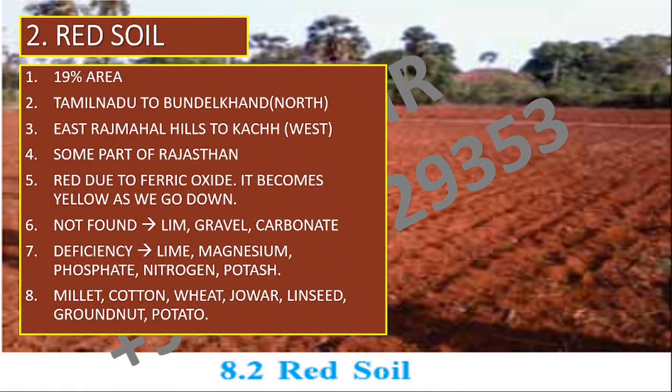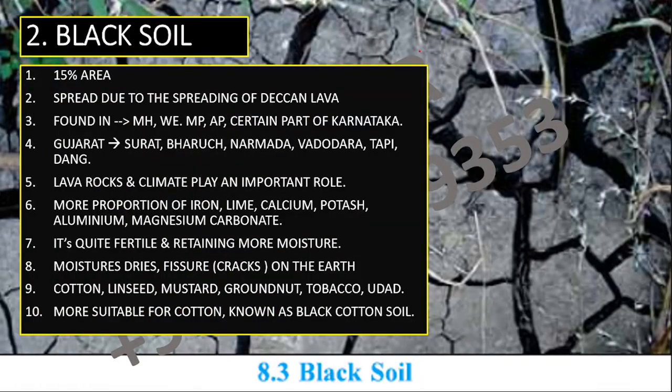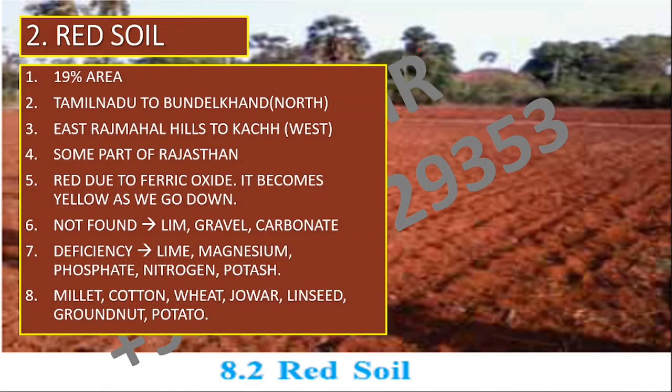Some part of Rajasthan, even red soil is also found in some part of Rajasthan. Why is it called red soil? Because it has ferric oxide, and it becomes yellow as we go down. As we go down in the soil, it will be a different color, a yellow color.